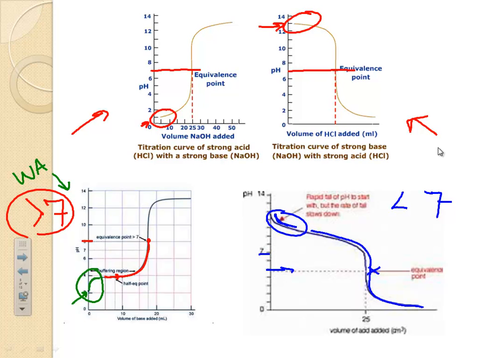So equivalence point, initial pHs, and shape of the curve are a few things to look at when you're looking at these titration curves.